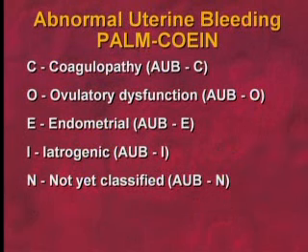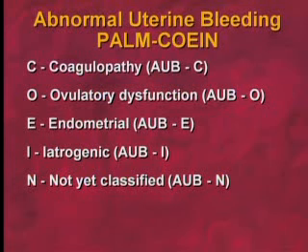Then we're going to talk about COEIN. The C stands for coagulopathies. Those things could be inherited, like von Willebrand's disease, or it could be acquired. Medications can cause acquired coagulopathy, things like NSAIDs, if your patients are taking NSAIDs every day, or if they use other medications like warfarin, then they can have an acquired coagulopathy.